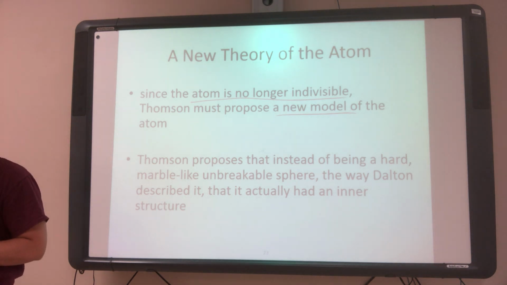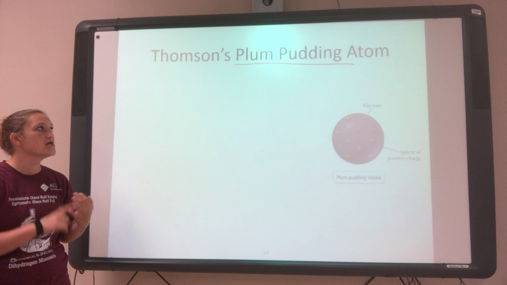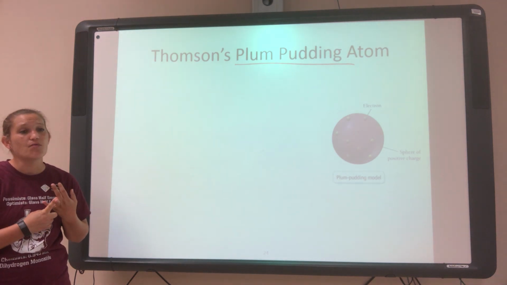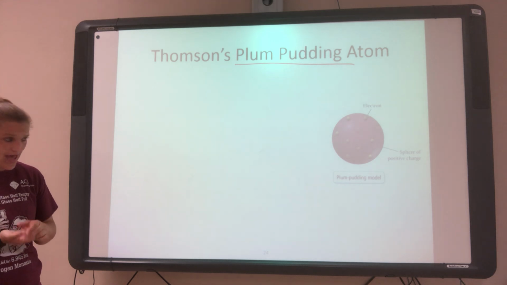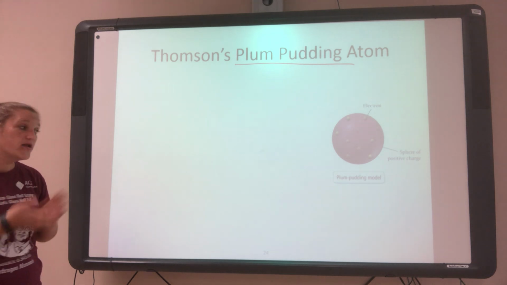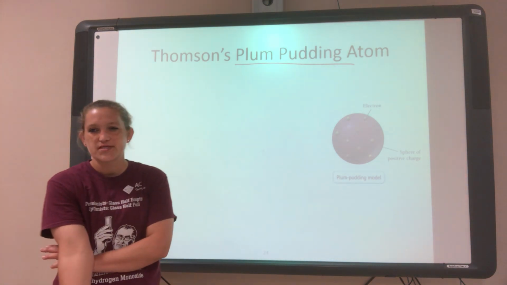So let's do the new theory. Thomson's theory was the plum pudding atom. So this is his atom. And so we had Dalton's atomic theory. Now we have J.J. Thomson's plum pudding. Now you might be thinking, why is this called the plum pudding atom? And you might have no idea what plum pudding is or whatever. That's okay. I'll give you a real world example.